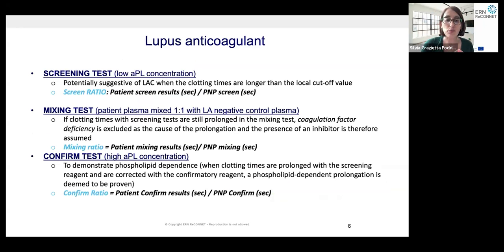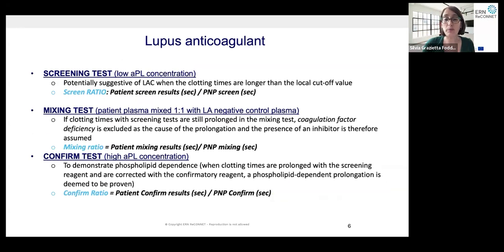Every test is run in a cascade way, meaning that if the screening test is positive, we are going to go to the mixing test. If the mixing test is positive, we are going to go to the confirmation test. I want to point out that lupus anticoagulant could be just one of the reasons why my coagulation test is prolonged, so towards an anticoagulation pattern.